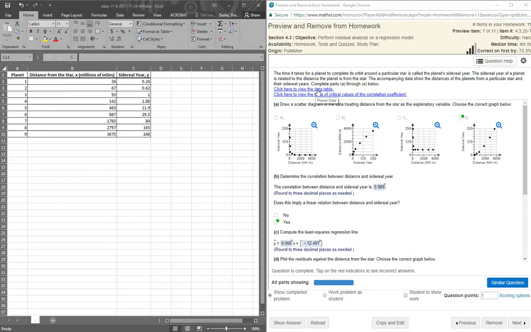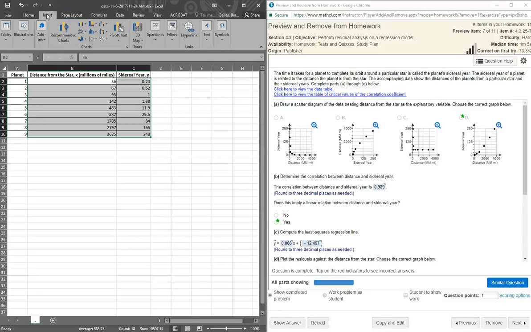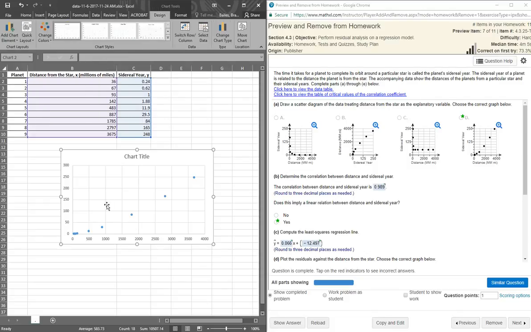So to get started, I viewed the data right here. I opened it in Excel and then I enabled editing in Excel. Now that I have the data ready to play with, I'm going to go ahead and make a scatter diagram. So a scatter diagram will tell me whether or not my data looks linear in the first place. So let's insert and then charts and a scatter.